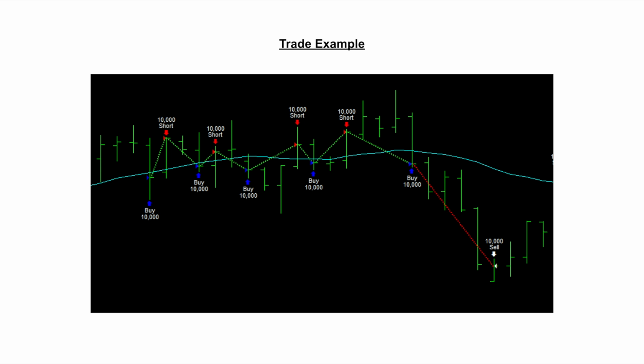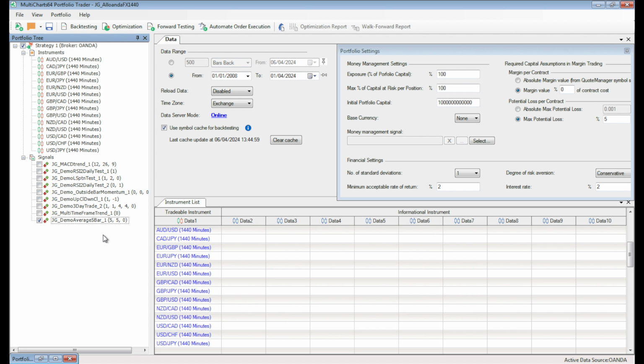Let's go and have a look at the results. This is Multichart's Portfolio Trader, and firstly let's look at the date range, 1st of the 1st 2008 through to the 1st of April 2024. Here's the list of the 14 Forex pairs we're going to test, and this is the strategy which we're testing. I've called it JG Demo Average 5 Bar. The results we're going to see are going to be in pips rather than the currency for each of the pairs, just to try and normalise results across all of the currencies. So let's look at the back test.